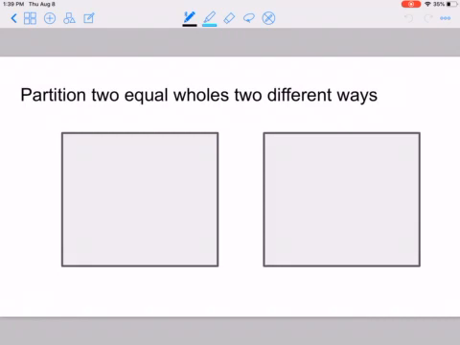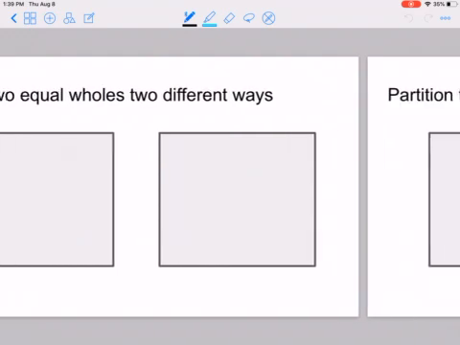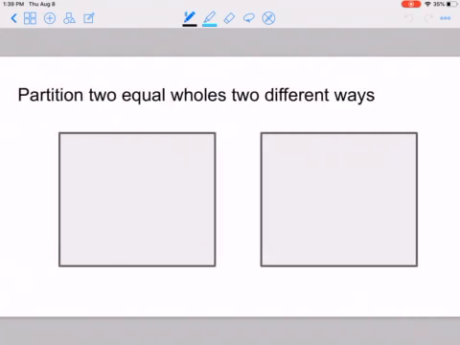So I'm going to partition these two rectangles, equal wholes, in two different ways. So let's partition this into, let's do the halves first. Let's partition this into halves. So there are a few ways we can partition into equal halves. We could go like that. We could go like that. And even though they look different, they represent the same amount.